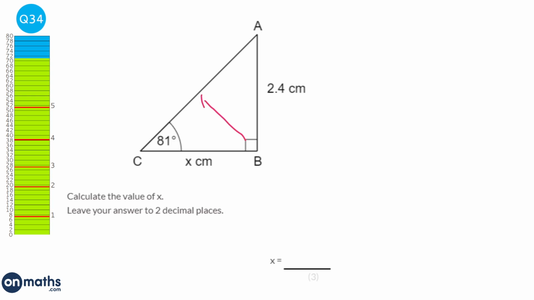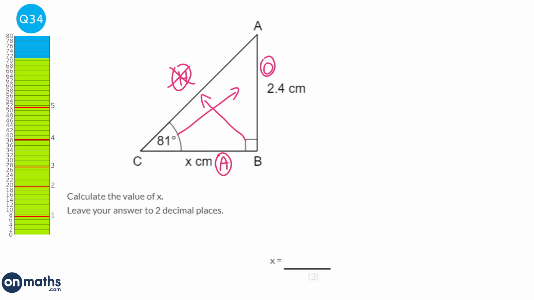I'm going to start by labelling the sides. So the one opposite the right angle is the hypotenuse, opposite the marked angle is the opposite, and the one between the right angle and the marked angle is the adjacent. Now notice the hypotenuse doesn't have a number or a letter next to it, so we're just going to cross it out. It's not interesting to us.